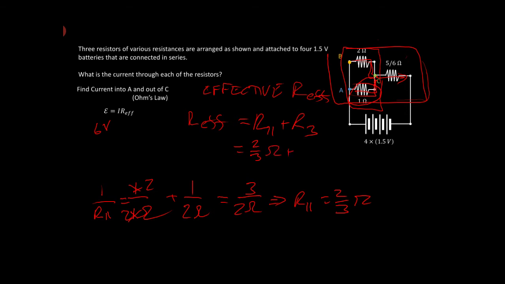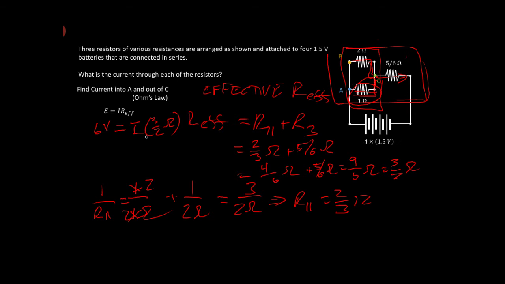All right, so we have 2/3 of an ohm plus R3, which is 5/6 of an ohm. If we multiply that by 2, we have 4/6 of an ohm plus 5/6 of an ohm, which is equal to 9/6 of an ohm, which is equal to 3/2 of an ohm, 1.5 ohms. So we have 6 volts is equal to I3 times 1.5 ohms.